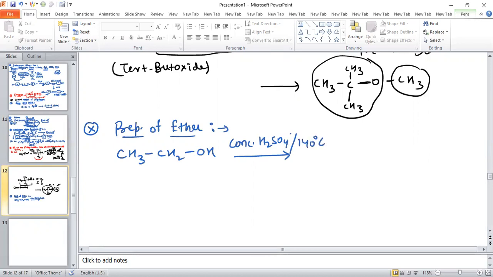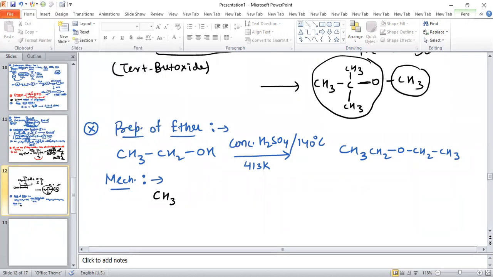140 degrees Celsius, if you convert to Kelvin, will be 413 Kelvin. In this case also the product obtained is ether. Now see the mechanism related to this. What is the mechanism of this reaction? You can easily see the mechanism of this reaction.